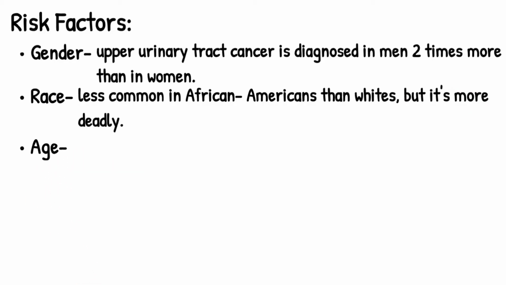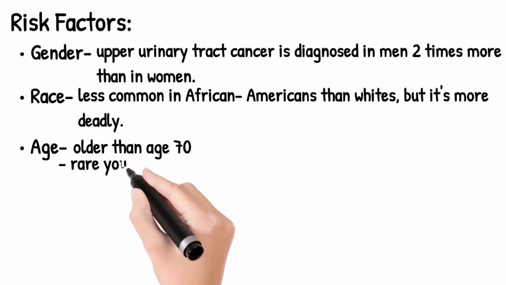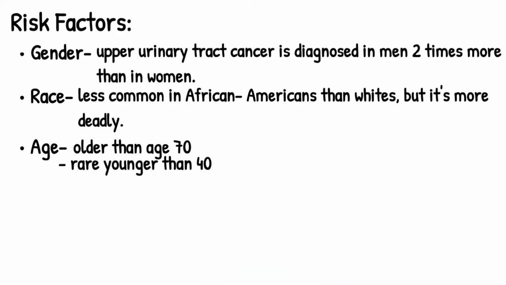Another one is age. As with bladder cancer, upper tract cancers occur most often in people older than age 70. It is rare in those younger than age 40. Next is smoking. There is a strong link between renal pelvis and ureteral cancers and tobacco use. If you have been a smoker, your risk level is tied to the number of years you smoke. Unlike lung and esophageal cancer, the risk of upper urinary tract or bladder cancer will remain high for decades. Likewise, non-smokers have a much lower level of risk for these cancers.